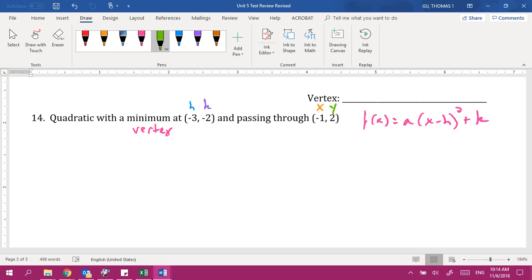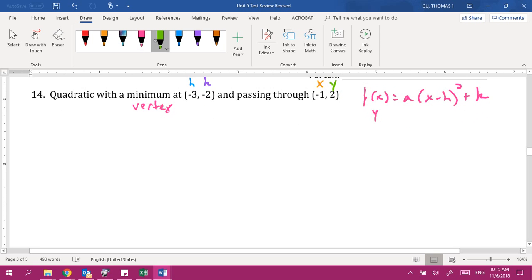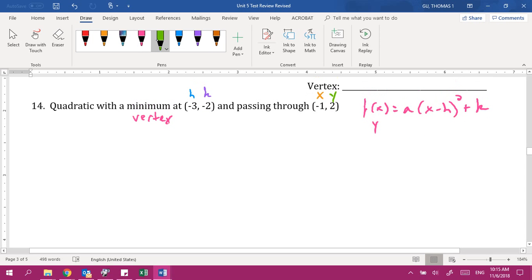So now what we need to do is find a, because you can't write your vertex form equation without knowing a, right? So we're going to plug in all these numbers into our vertex form equation to solve for a. Remember, f of x is also y, right? So let's replace everything. What is the y value here? 2. And then equals a, we don't know, so we're trying to solve for a. Parentheses, what's x? -1.